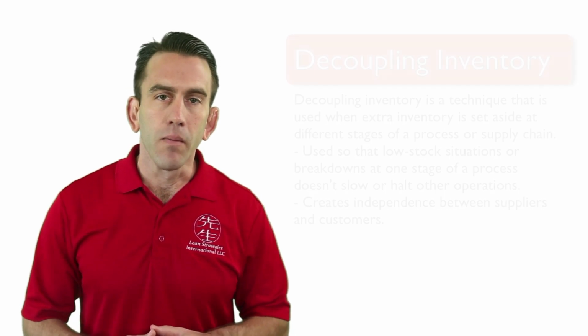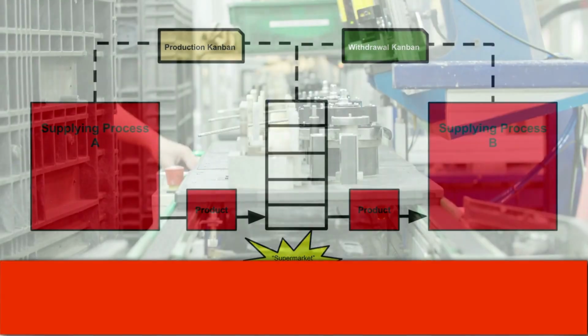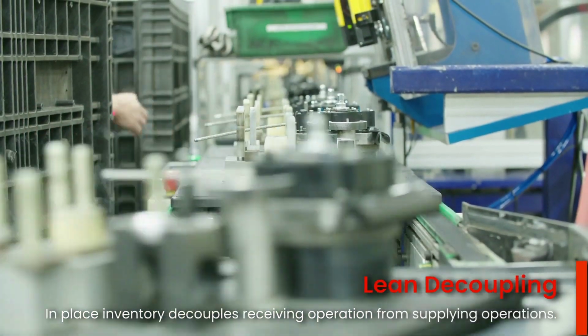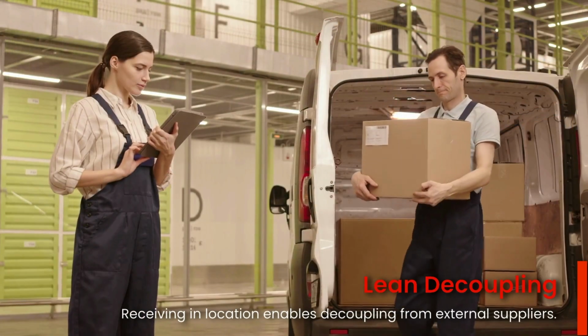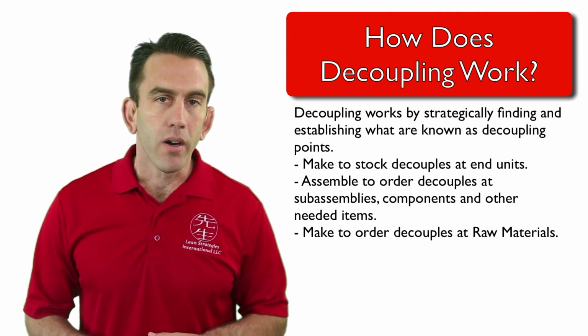You may be thinking, how does this apply to a lean organization? Well, supermarkets are a form of decoupling. In-place inventory is a form of decoupling, and receiving in location is a form of decoupling. Remember, lean organizations still have inventory. The difference is that they do everything possible to minimize the waste of inventory. So, how does decoupling work?